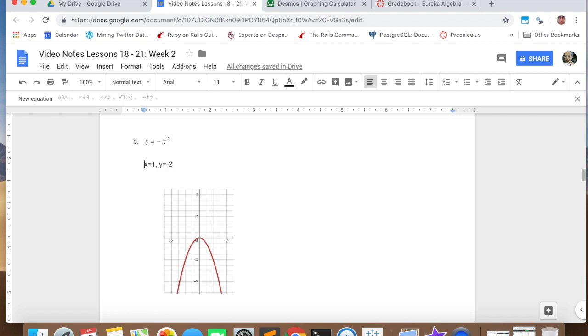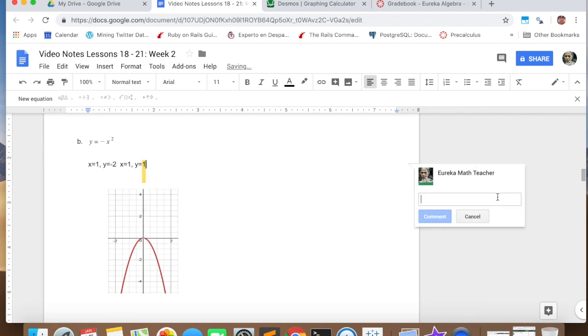Now the other thing that you really need to check when you're looking to write a formula for a transformation that occurred on a parent function is your points. Even though I know that this has reflected, I want to be sure that no other transformation has taken place. So what I'm doing right now is gathering some points. For the parabola, the parent function, x equals 1 was sitting at y equals 1. And now when x equals 1 with our new graph, y equals -2.